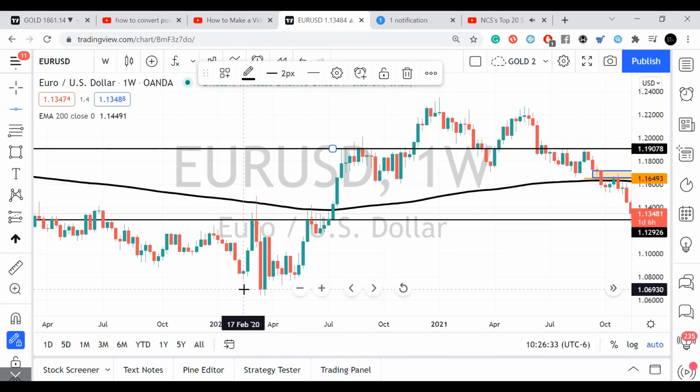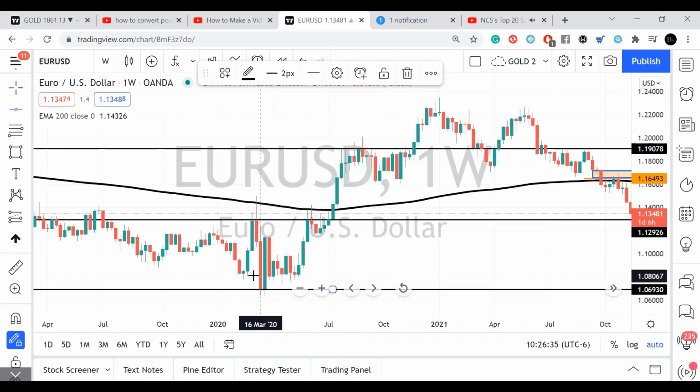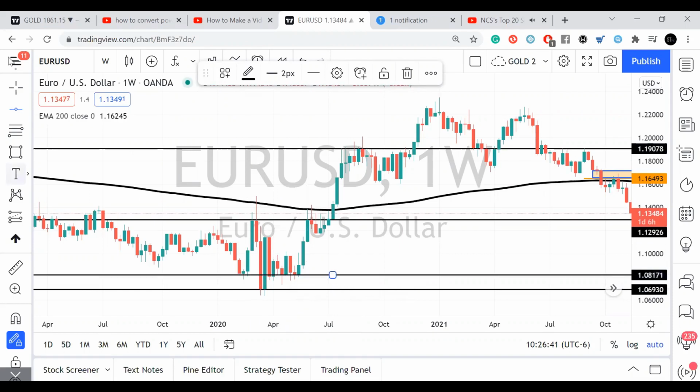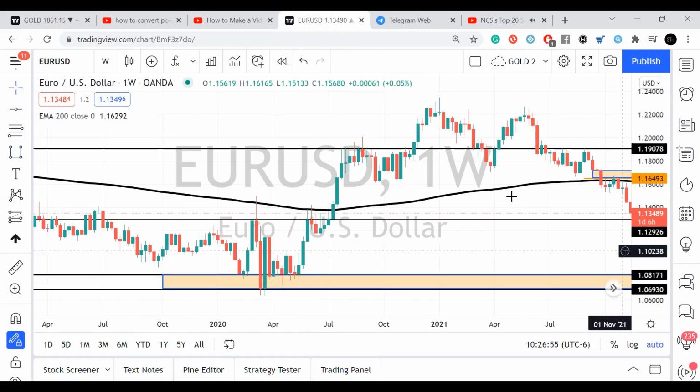Then down here will be a very important part. This place too. So this zone will be the next zone that price will test. So let me just keep it ready. But I don't really trade this pair. So this is what we'll have on the weekly.